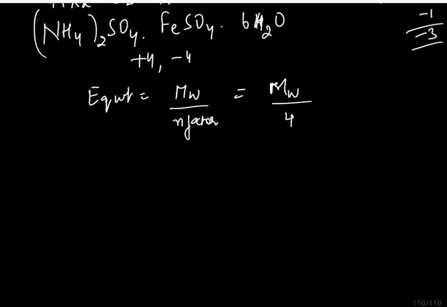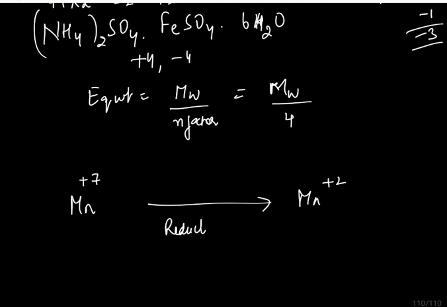Now the last part that we are going to discuss: let's say we have manganese in a particular compound carrying an oxidation number of +7 and it's changing into +2. First you need to figure out, based on the redox reactions, whether it's oxidation or reduction. If you remember, increase in oxidation number is oxidation, decrease in oxidation number is reduction. So over here reduction is happening.